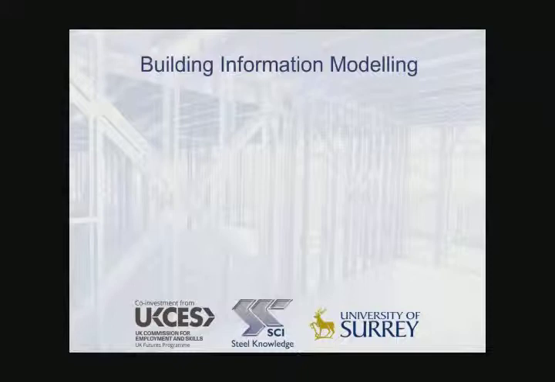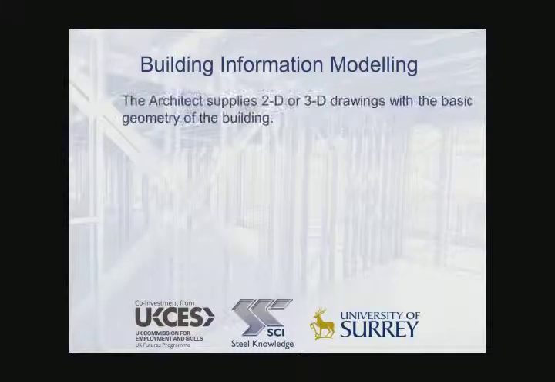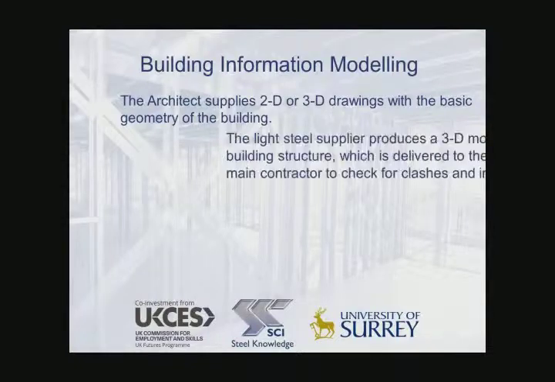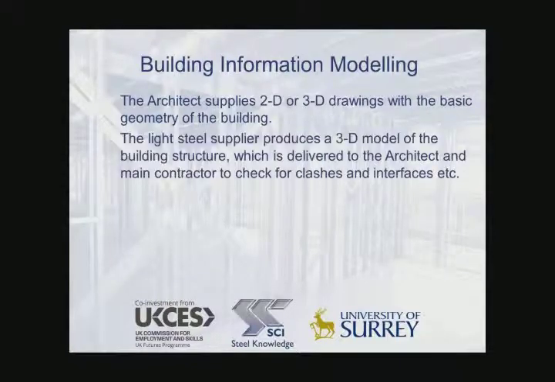Building Information Modeling, or BIM, is key to the whole design and manufacturing process. The architect supplies electronic versions of 2D or 3D drawings with the basic geometry of the building, and it's the role of the light steel supplier to transfer that information to produce a 3D model of the whole building structure, which is delivered back to the architect and to the main contractor to check for clashes and interfaces with cladding and services, for example.